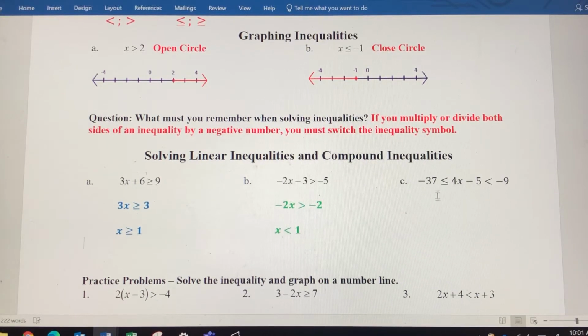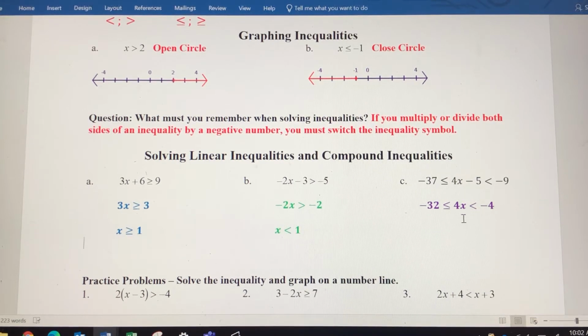All right, in C, we've got what we call a compound or simultaneous inequality here. So we've got 3 parts to the inequality. So I want to isolate this x term in the middle. So I'm going to add 5, okay, to get rid of this negative 5 here. Well, I need to add it to all 3 parts of this compound inequality, okay? So when I add 5 here, I get negative 3, 2. When I add 5 here, I get 4x. And when I add 5 to negative 9, I get negative 4, okay?